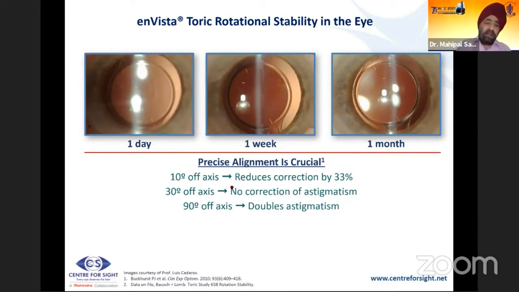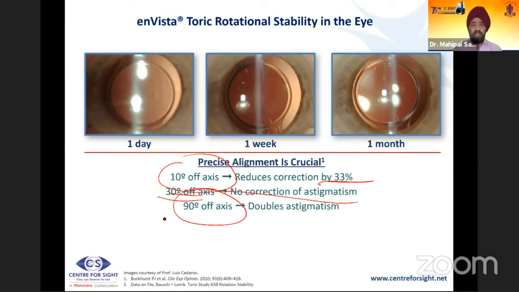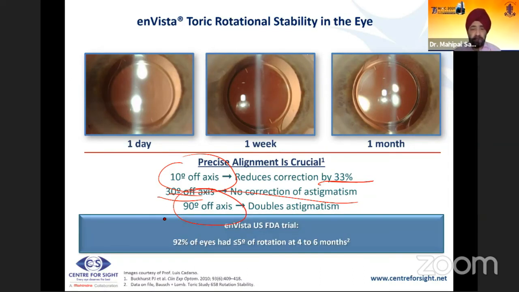A 10-degree off axis reduces the correction by 33%, 30 degrees off axis, there will be no correction. And if you are 90 degrees off axis, you will be causing harm to the patient, and you will be doubling the astigmatism of that particular patient. In US FDA trials, 92% of the eyes for Invista toric had less than or equal to 5 degrees of rotation at 4 to 6 months later.